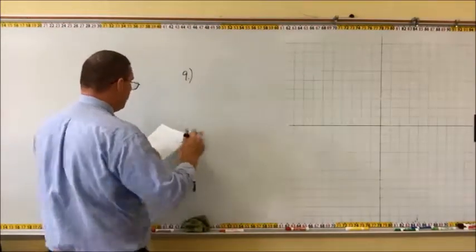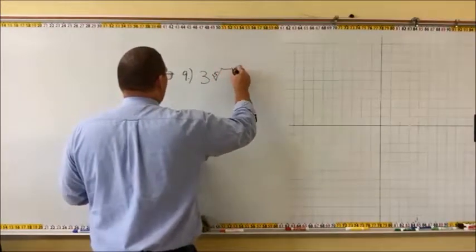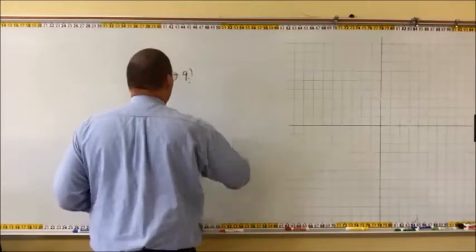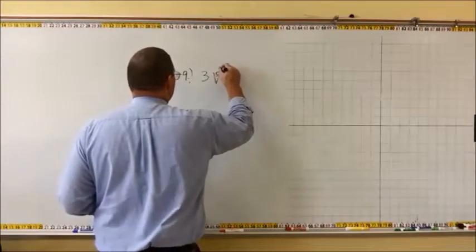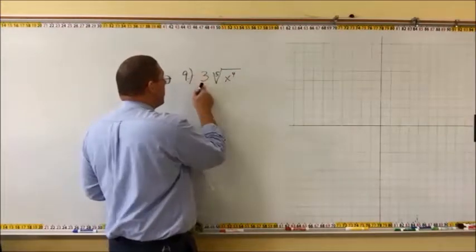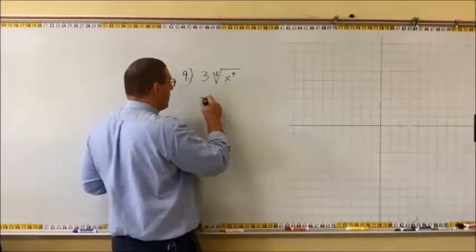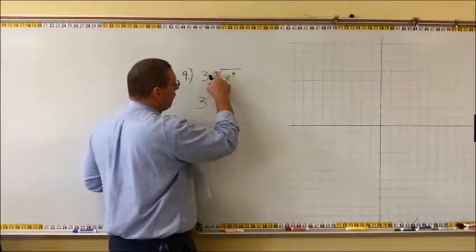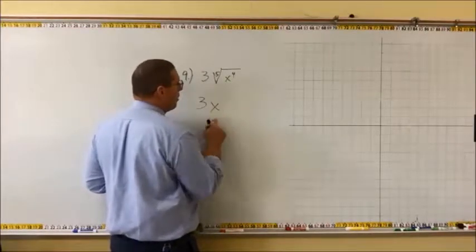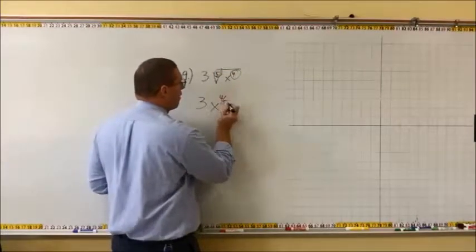Question number 9. Convert into polynomial form. We have 3 times the 5th root of x to the 4th power. Now the 3 isn't under the radical. The 3 doesn't have anything to do with the 5th root or the 4th power. So the 3 just stays as is. But the 5th root of x to the 4th, remember, becomes a fractional exponent. Power over root. So it's to the 4 over 5 power.